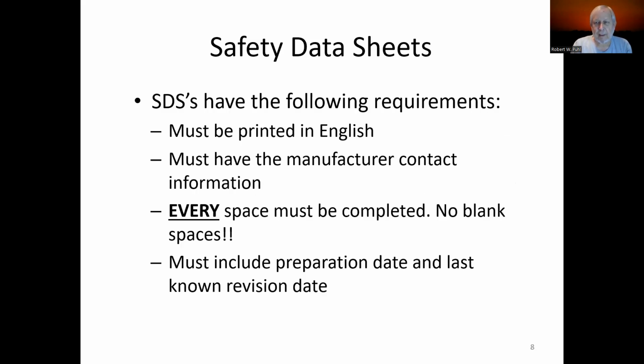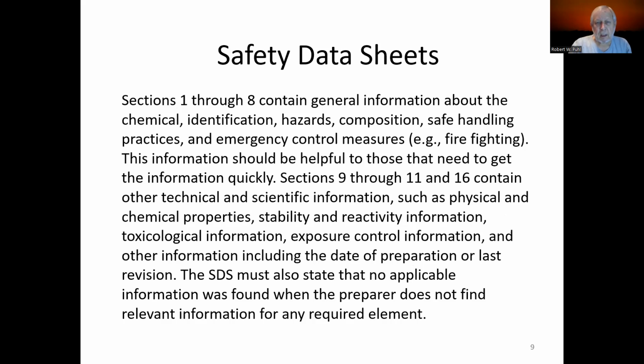They have the following requirements. They must be printed in English. They can be in other languages too, but they have to be printed in English. Must have the manufacturer contact information. You have to be able to call them. Every space must be completed. In other words, none of the 16 areas can be blank. You can put in there information, but you just can't leave it blank. You have to include the preparation date and the last known revision date.